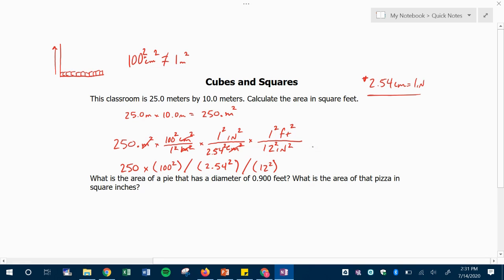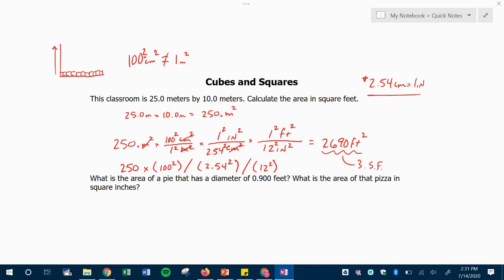But when you plug this in, and you should actually practice plugging this in, not just watch the video, you should get 2,690 square feet. Now keep in mind, we kept the 3 sig figs that we started with. So you do have to watch your sig figs a little bit while you're solving these problems. All right, let's look at our next one.